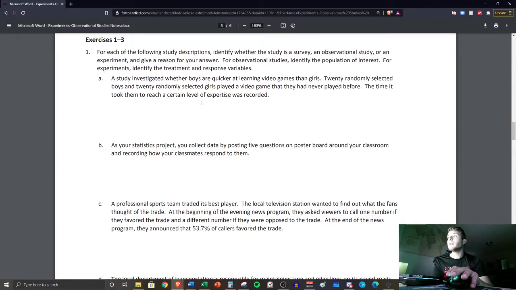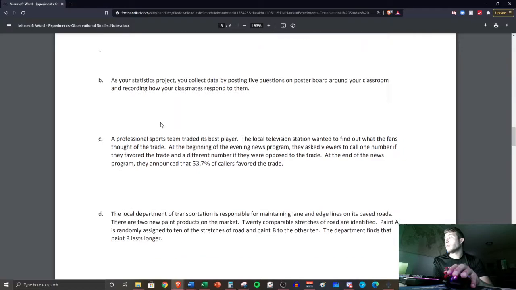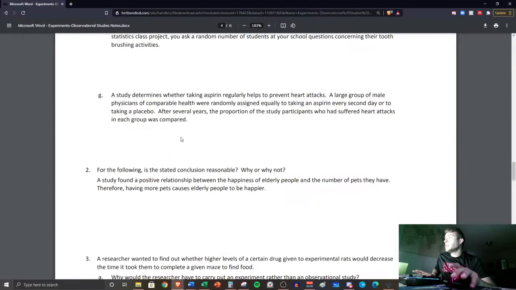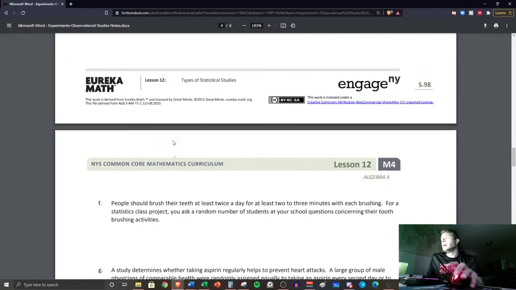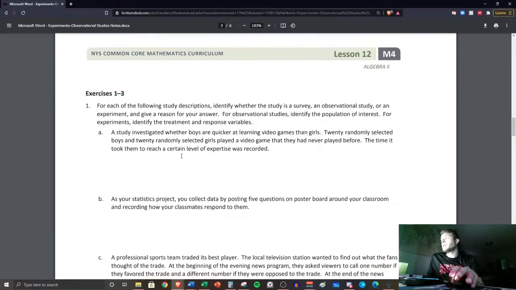to continue, what you're going to be working on will be exercises 1 through 3. So you have 2 pages here, and you're essentially doing some of the same things that we've been doing. You are identifying whether the scenario represents a survey, observational study, or an experiment, given a reason. Make sure you identify, for observational studies, the population. For experiments, identify the treatment and response variables.